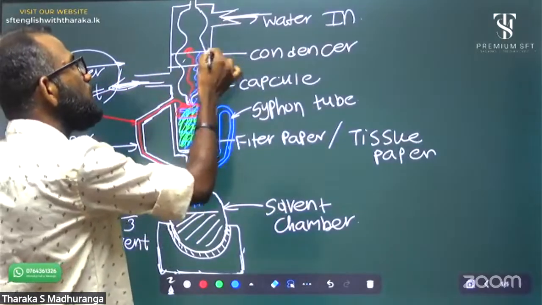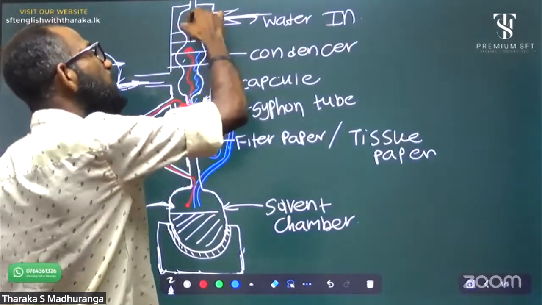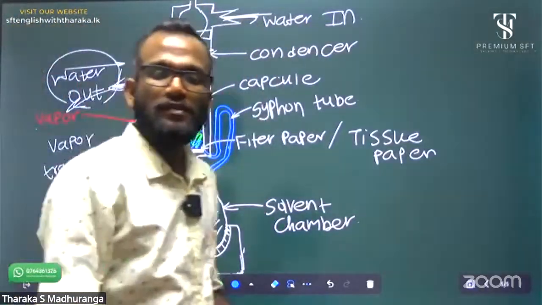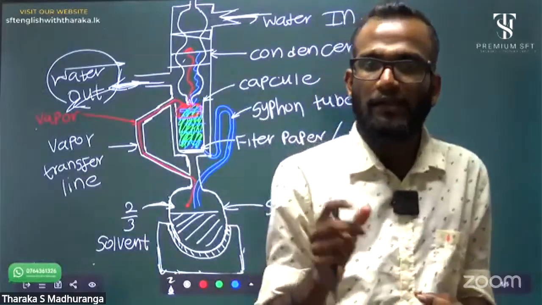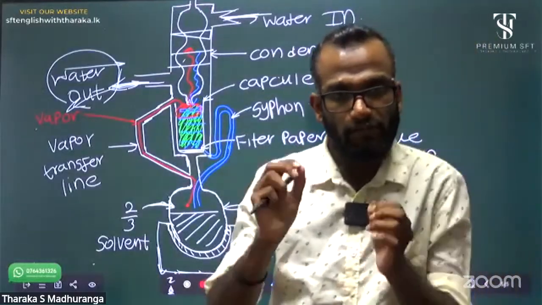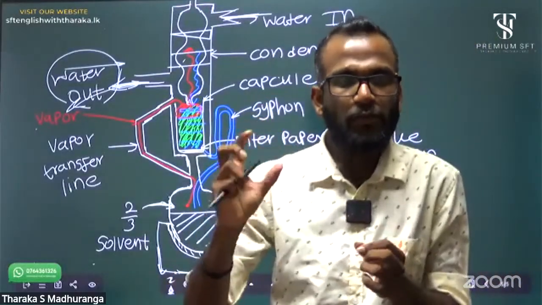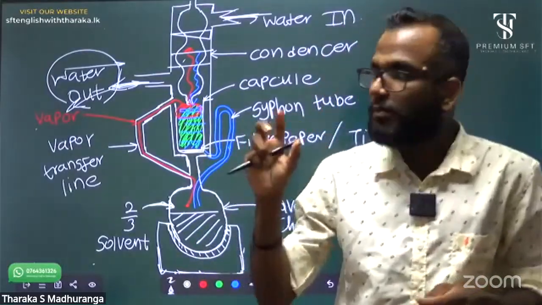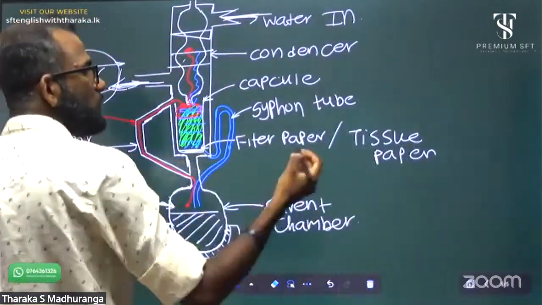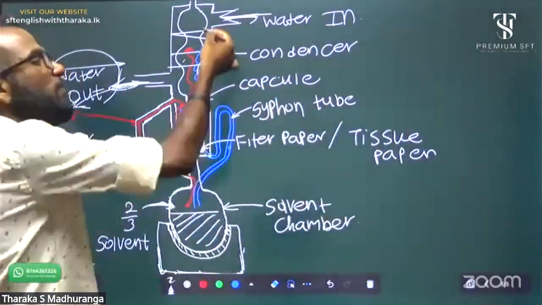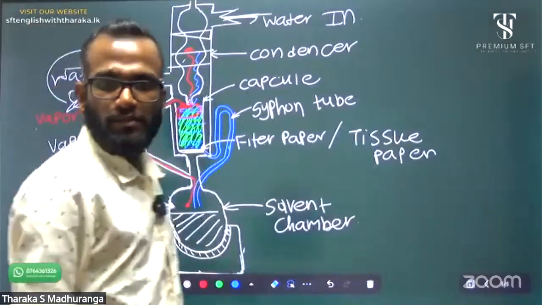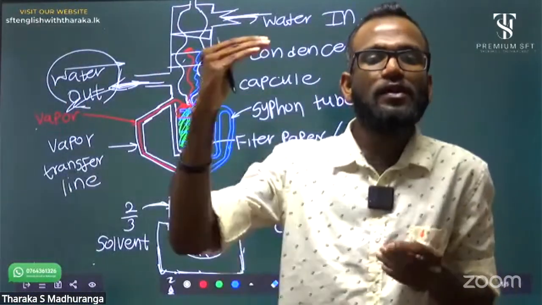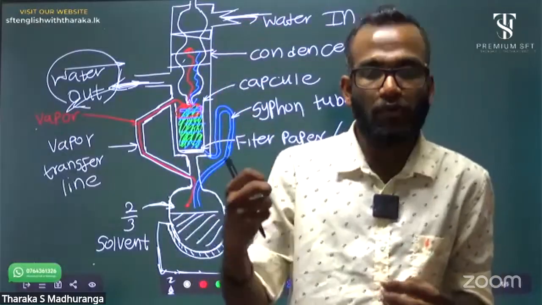But if we provide water downward, what happens? Filling continues, and only the additional amount goes out. Therefore, if you write your answer according to the marking scheme, it should be: to make sure always to fill the condenser completely with water. That's the answer.